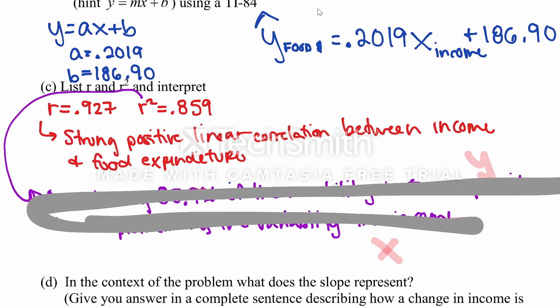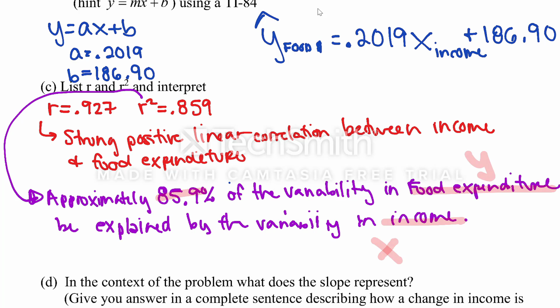And then R squared, this is kind of a Mad Lib. You could say based off of this equation, or something like on average. But approximately, notice this is 85.9% of the variation or variability in food expenditure, the change in your Y, can be explained by the change or variation in your X.